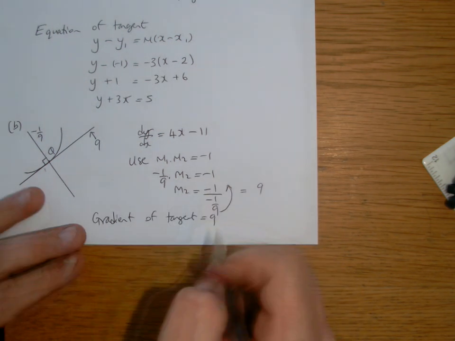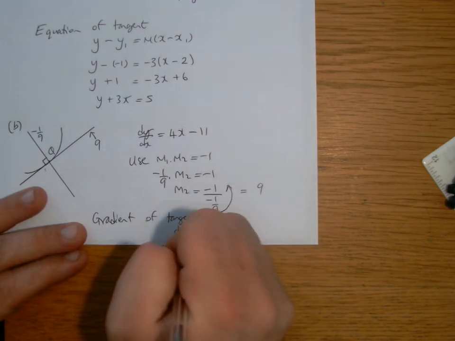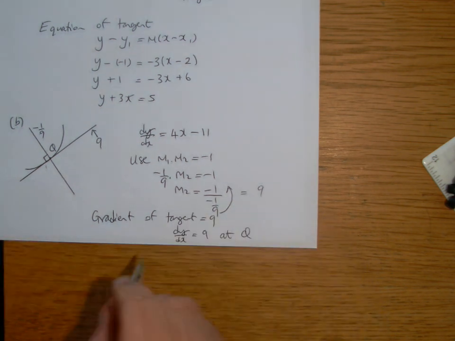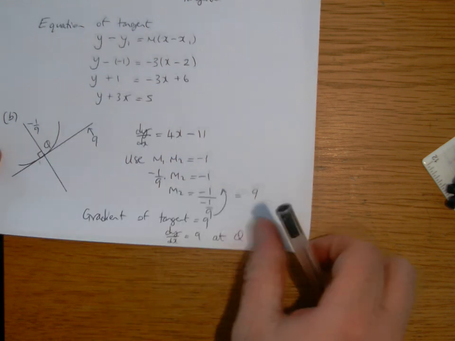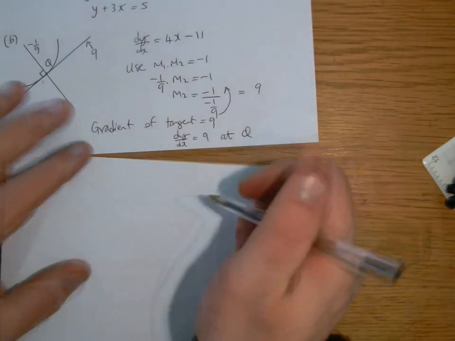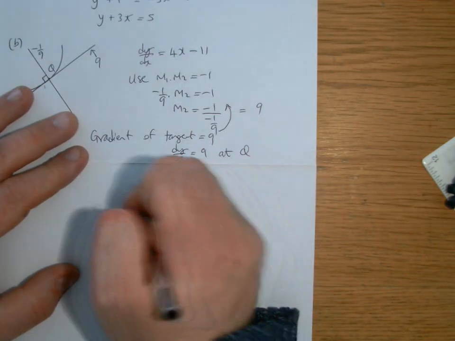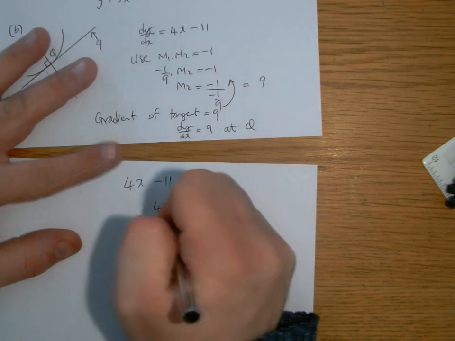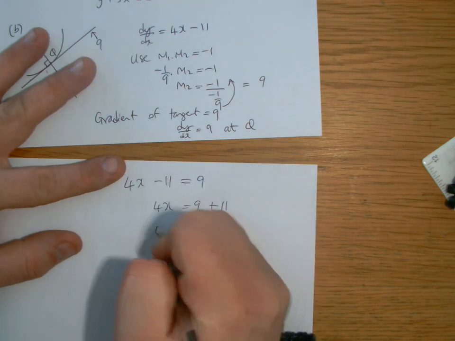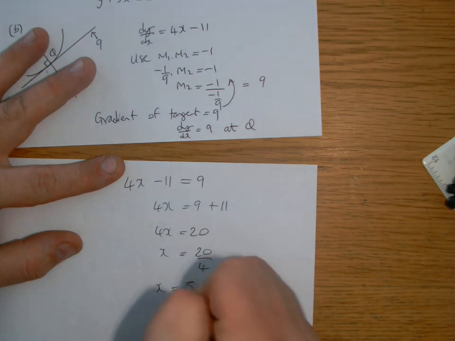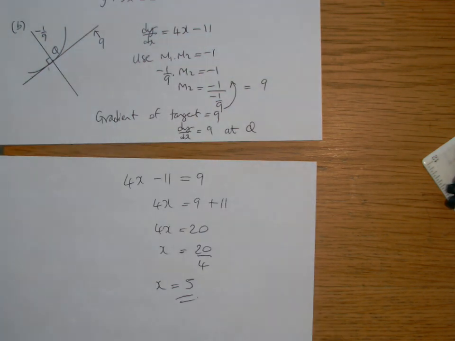So in other words, dy/dx is equal to 9 at the point Q. Remember, dy/dx is the gradient of the tangent. So dy/dx is equal to 9. And of course we've already worked out dy/dx, haven't we? It's 4x minus 11. So we can set that equal to 9, work backwards, and you get your x value. So we get 4x is 20, so then x will be 20 upon 4, x will equal 5. That's what they asked for. So we know now the x coordinate at point Q is 5.